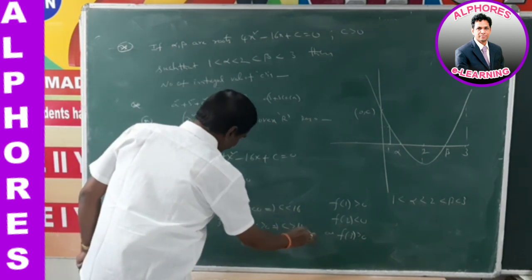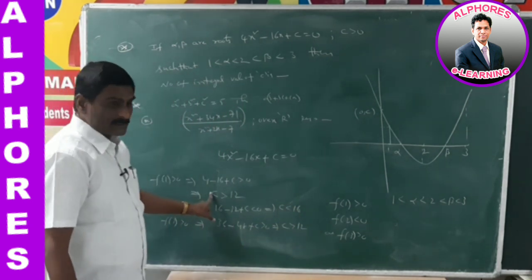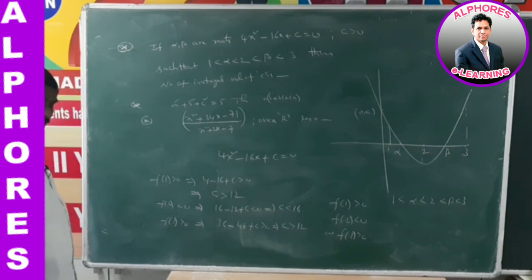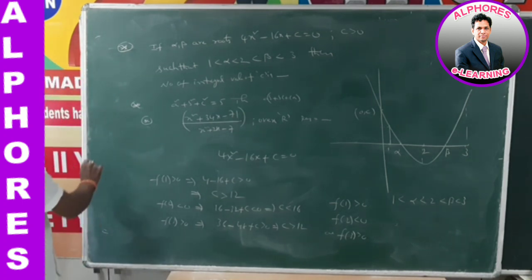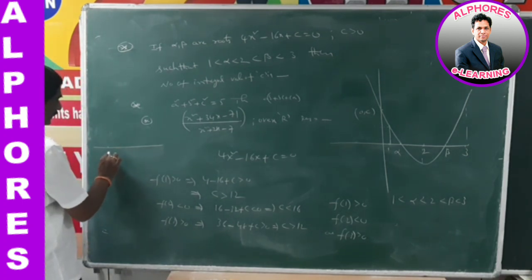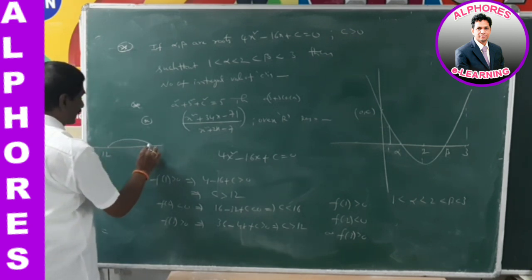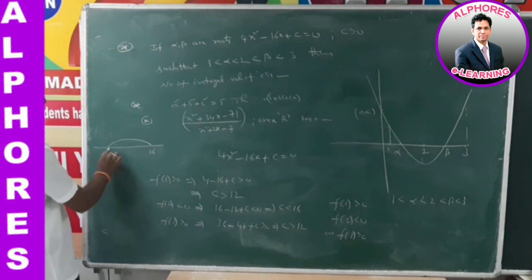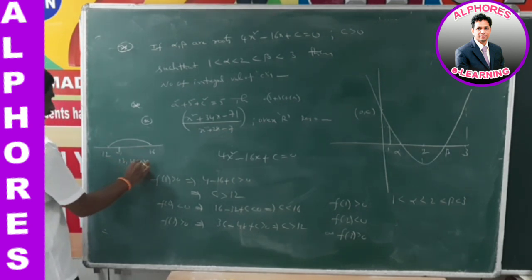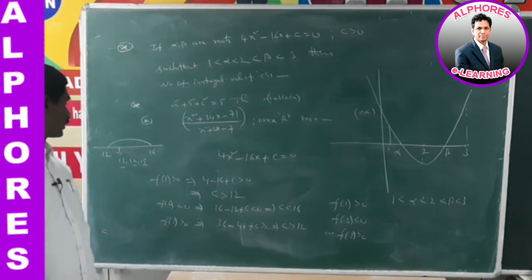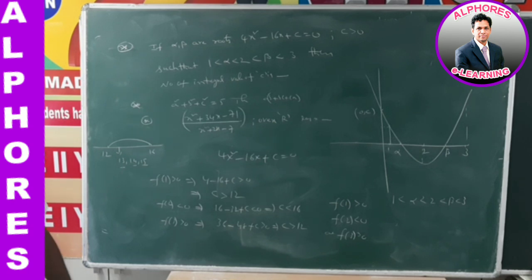Okay, c is greater than 12. From these values, the value of c lies in the interval c greater than 12 and less than 16. That means it lies between 12 and 16. In between these, the integers are 13, 14, 15. So the number of possible values of c is 3. Okay, next.